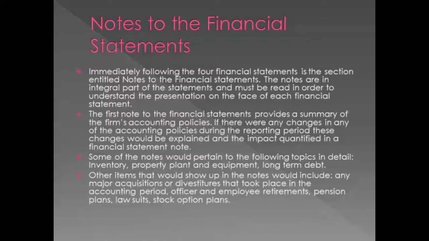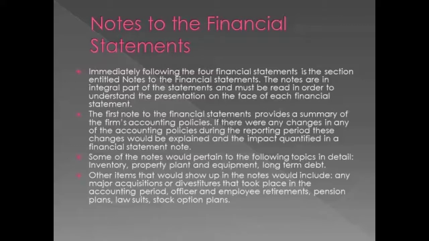Other things that would show up include major acquisitions or divestitures that took place, officer and employee retirement, pension plans, a lawsuit. So let's just say this company has a union and the contract's going to come up, all right, and you want to put all your eggs in this basket because they have a great product, but there could be a union strike coming up this year. Well, knowing that, you may want to second source somebody else just in case that strike does happen. So again, that's why these notes are so important.